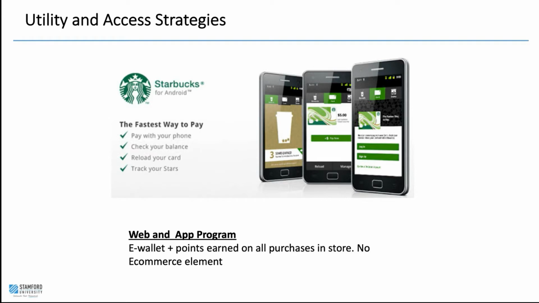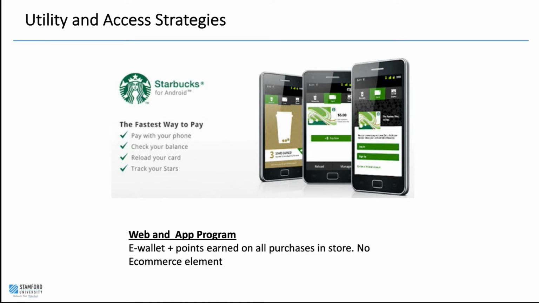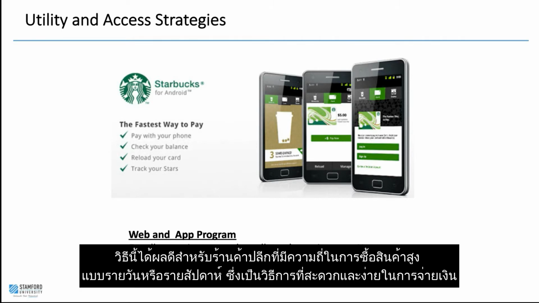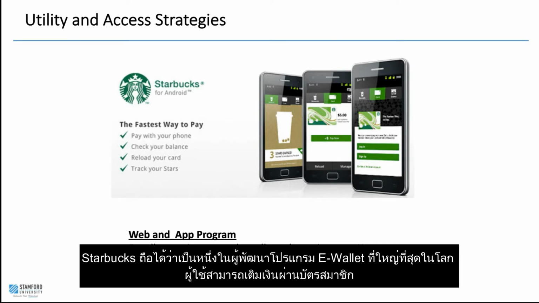All right, another great example of the utility strategy is an e-wallet. So an e-wallet makes the payment process much easier. It works best for retailers that have high frequency products where the customers buy either daily, weekly, at the most monthly. So if there's an easy way to pay, then it just makes the entire experience much better.